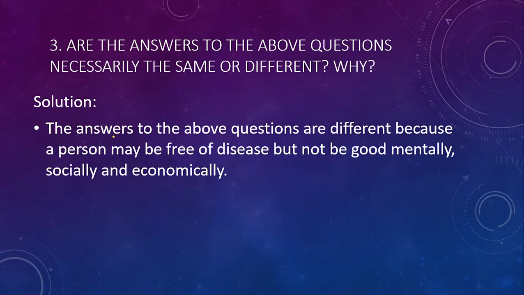So let's see: the answers to the above question are different because the person may be free of disease but not be well mentally, socially and economically. Okay, so here it is said that the answers for both are different, because the person may be free of disease, meaning they will not have a disease, but maybe they are tortured in their mind, or things are not good in their society, or they are not economically sound, they don't have money, right.